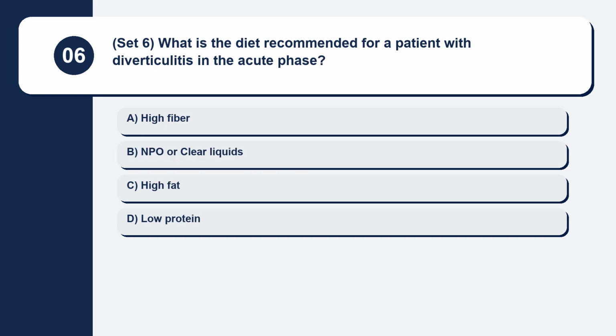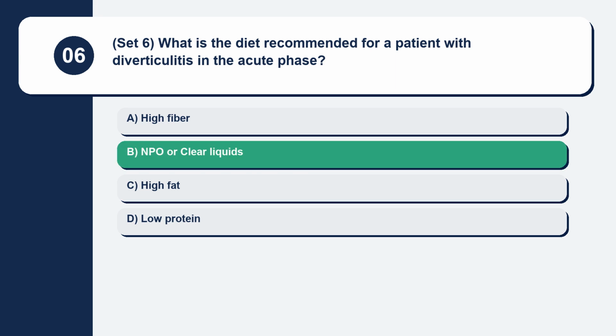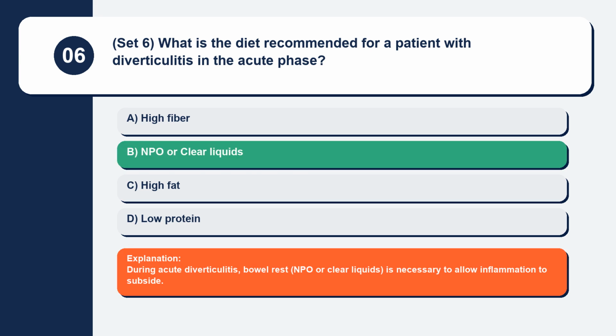Question 6. Set 6. What is the diet recommended for a patient with diverticulitis in the acute phase? High fiber, NPO or clear liquids, high fat, low protein. During acute diverticulitis, bowel rest, NPO or clear liquids, is necessary to allow inflammation to subside.